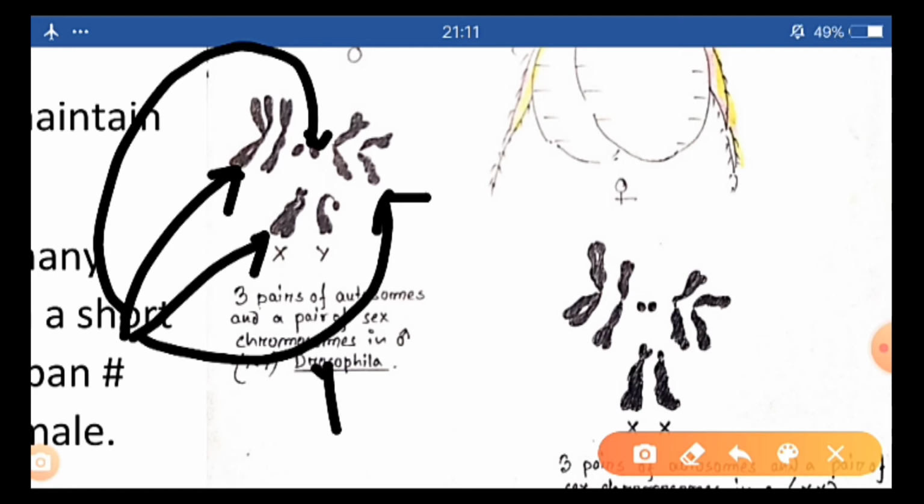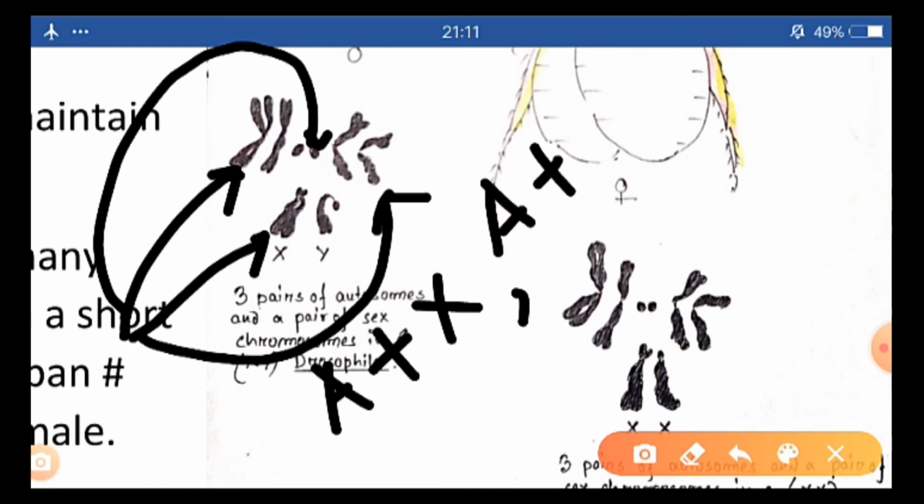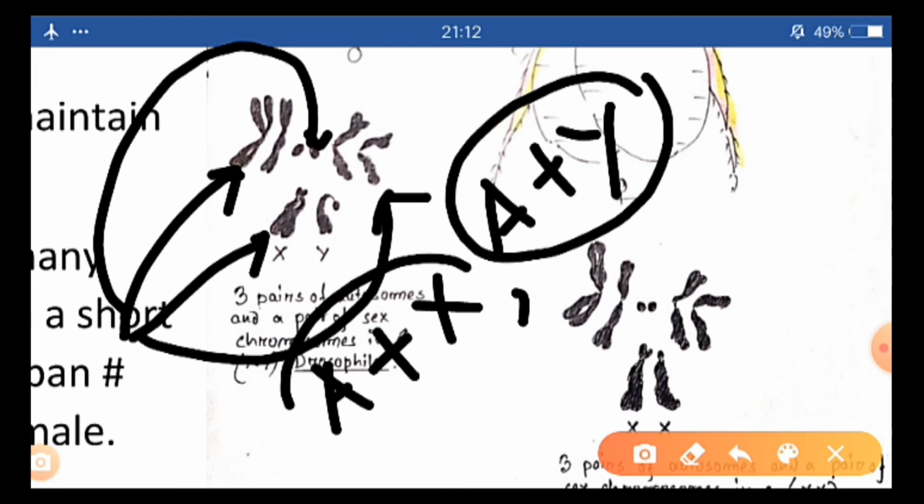That is A plus X. Another one will be A plus Y, where A equal to 3. It means that the male is heterogametic because these two male gametes are different. One is A plus X, another one is A plus Y. Clear?